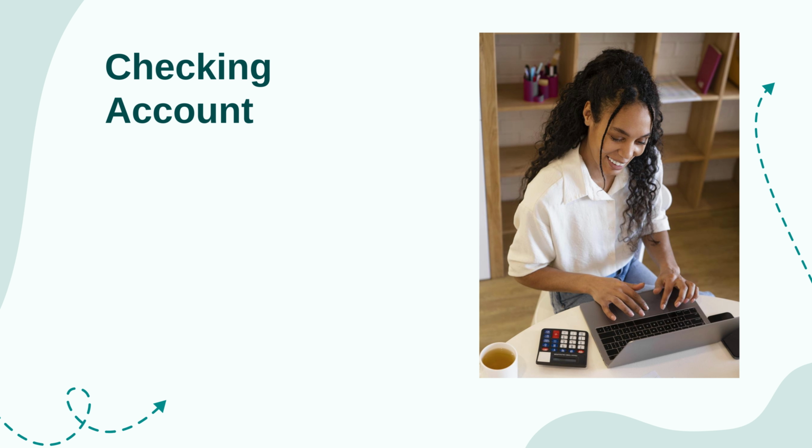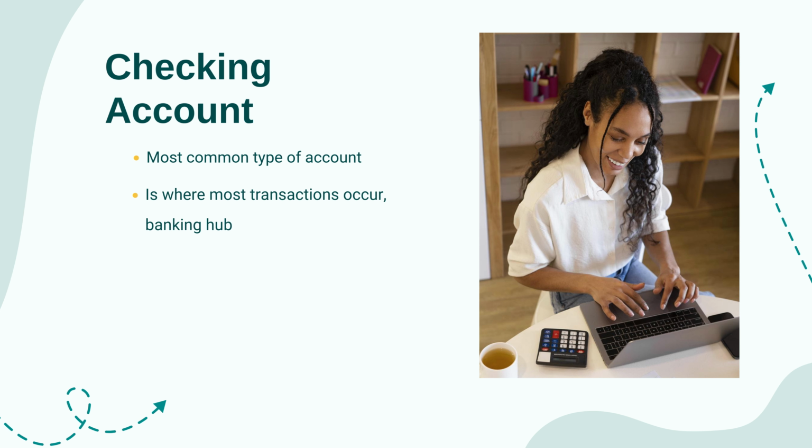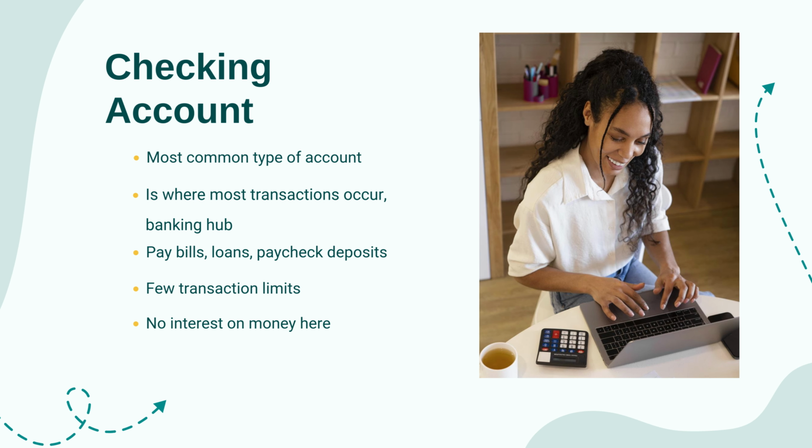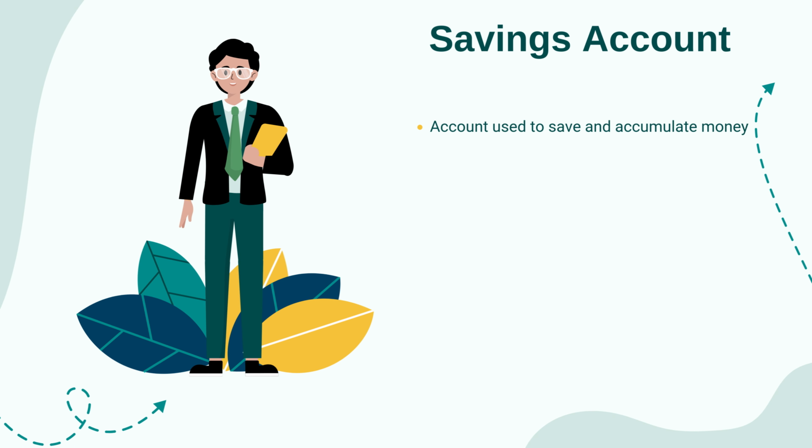The checking account is the most common type of account, with around 96% of American households having this account. It's kind of where most transactions occur, and you've likely heard of it. It acts as a banking hub where many things are paid for, deposits are received, and you can pay your bills and your loans from this type of account. There are few transaction limits, as people have money coming in and out in many different ways, and there's typically no interest on the money here. So any money you have here is kind of declining in value, really. As well, you can access this money typically through things like a debit card or checks, or through an ATM.